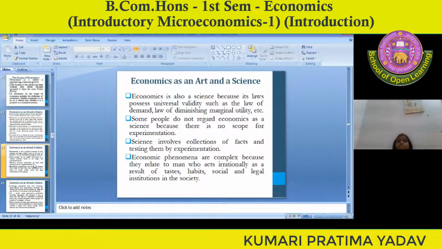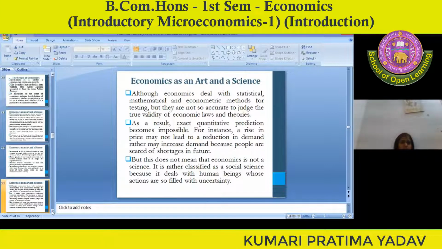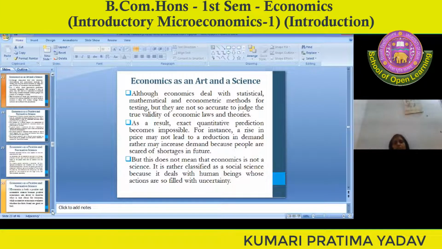So there it contradicts. Economics cannot be a science because it is not applied to one person or one section of society. What is the next? Although economics deals with statistical, mathematical and econometric methods for testing, they are not so accurate to judge the true validity of economic laws and theories, which I have already explained. There are various packages and things which you can do, but the exactness can be lesser than what science does. As a result, exact quantitative prediction becomes impossible.